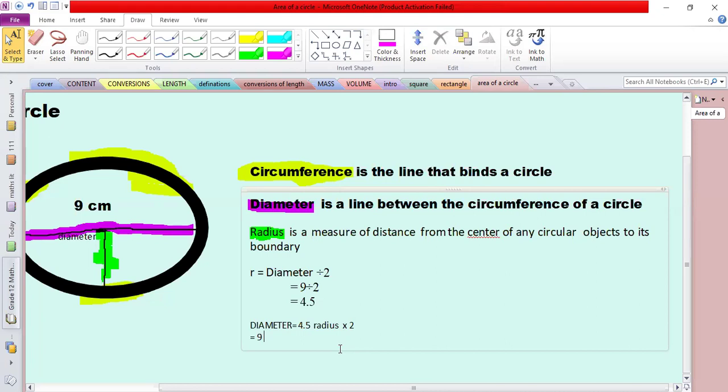It's there, just take a screenshot. Radius is equal to diameter divided by 2. Diameter is equal to radius times 2. I believe you've seen it. We are continuing now.